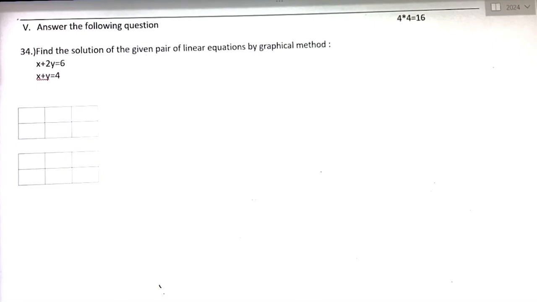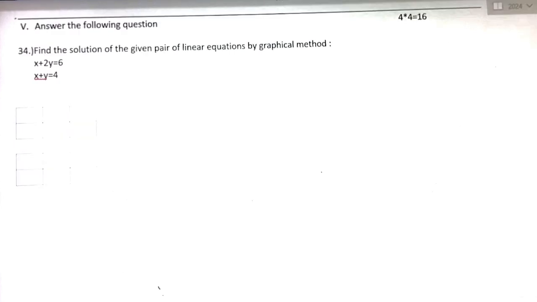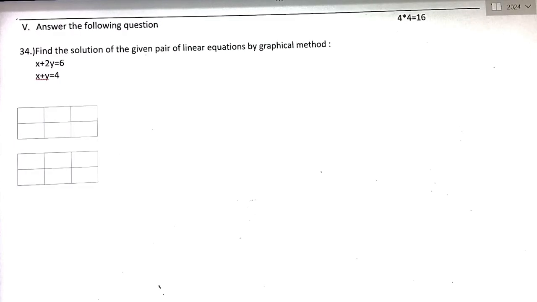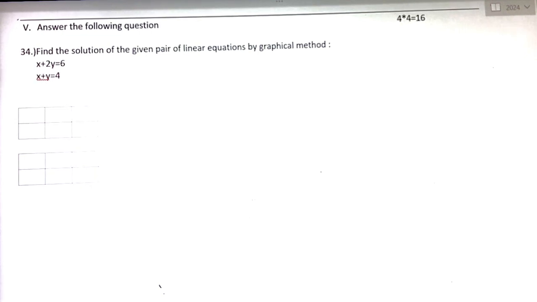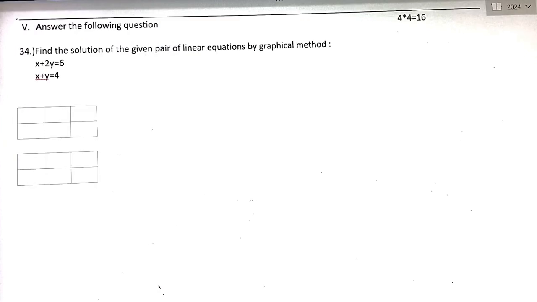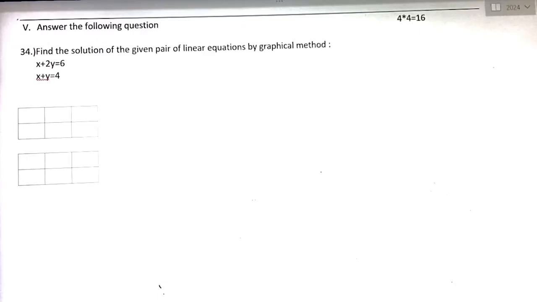Okay. So now moving on to the Roman number fifth question, that is 34th one. It has 4 questions of 4 marks each, which sums up to 16 marks. Now starting with the 34th question. Find the solution of the given pair of linear equations by graphical method. The equations are x plus 2y is equal to 6 and x plus y is equal to 4.